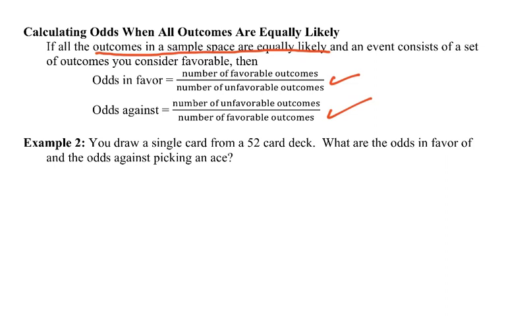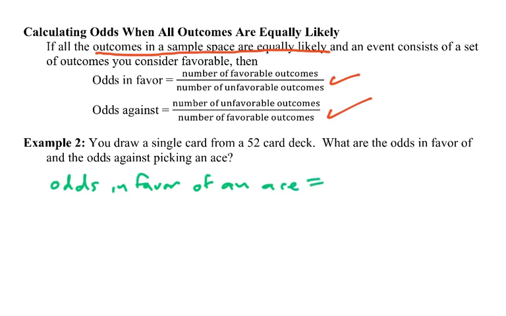Let's explore that and try to make it as simple as possible. So you draw a single card from a 52 card deck. We're going to assume that drawing any one of those cards is equally likely. What are the odds in favor of and the odds against picking an ace? Let's start with the odds in favor of an ace.